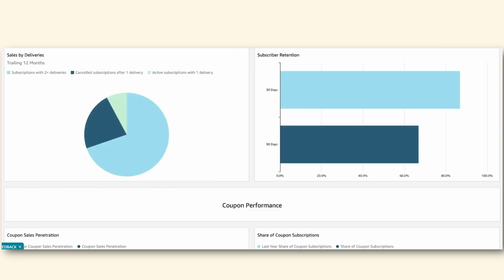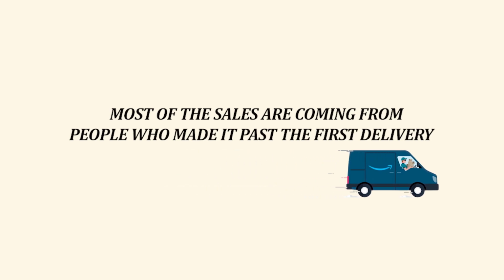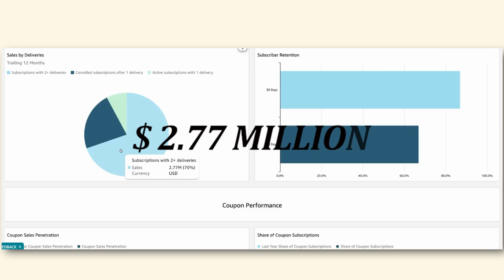And then active with 1 delivery, it's way too early to judge what's going on with these. These are new subscribers. They just had 1 delivery so far, so we have no idea. But most of the sales are coming from people who made it past the first delivery. That means, yes, people cancel after 1 delivery, but the majority of revenue comes from the people who actually stick. In the last year, we did $2.77 million in sales, whatever it is.